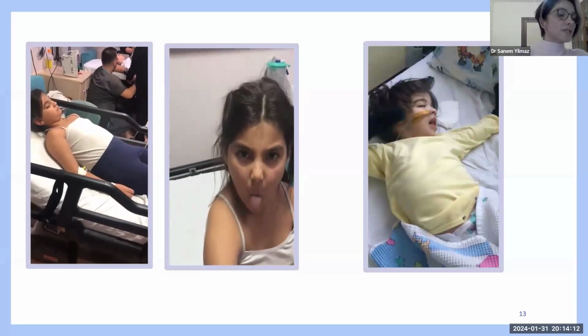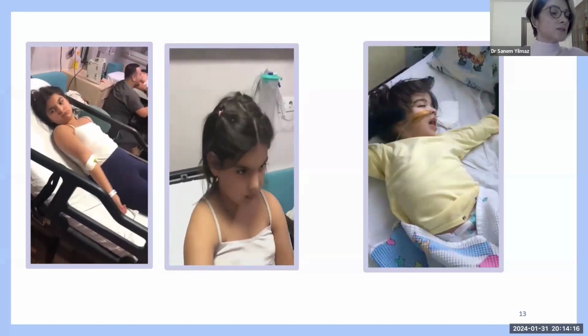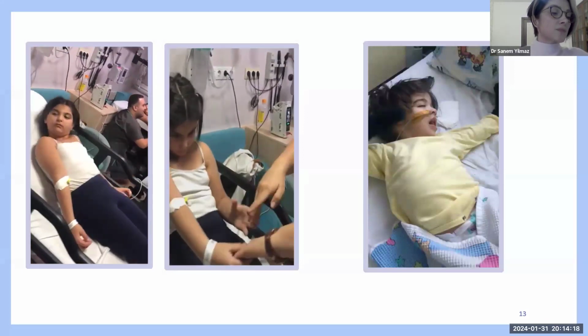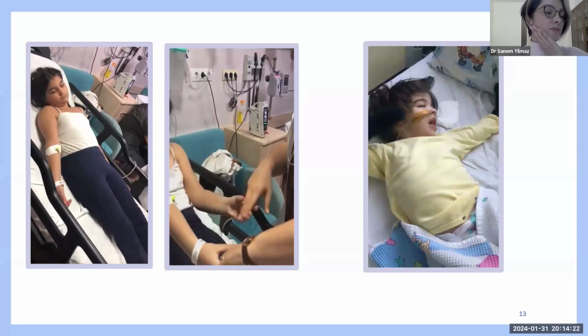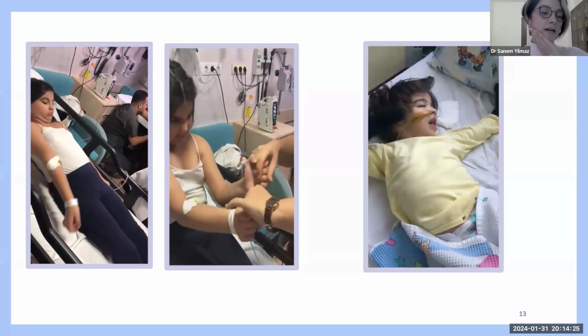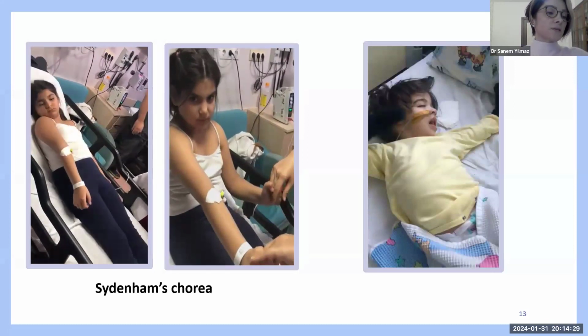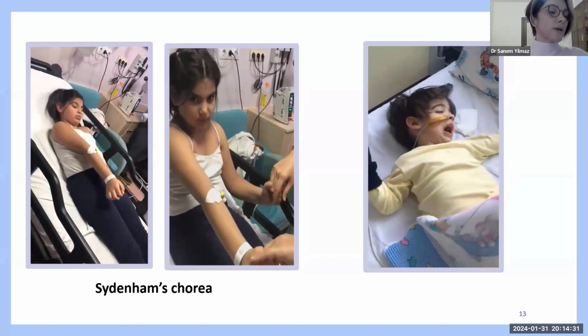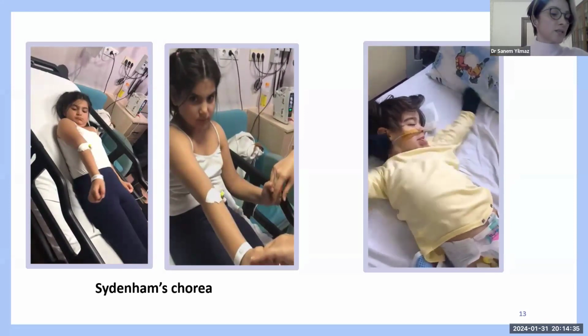And we should always be aware that in case of acute and subacute onset chorea, the most common cause is Sydenham's chorea, as seen in the first two videos, with random-appearing purposeless movements and darting tongue. And just to remind, autoimmune encephalitis may also present with choreiform movements and severe facial dyskinesia.